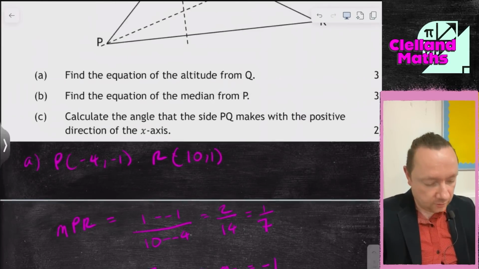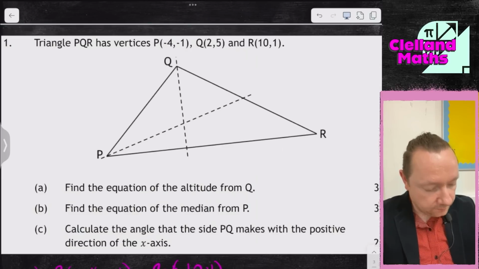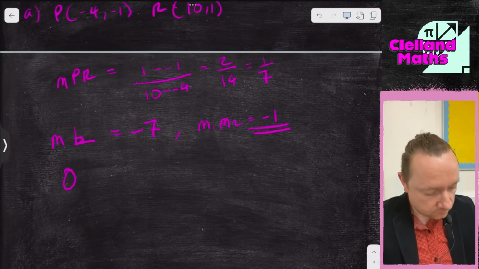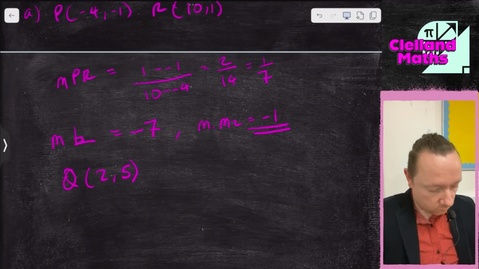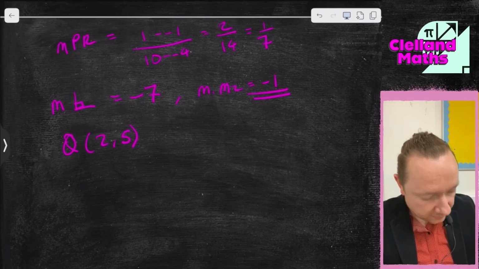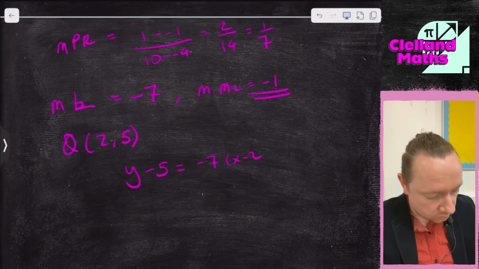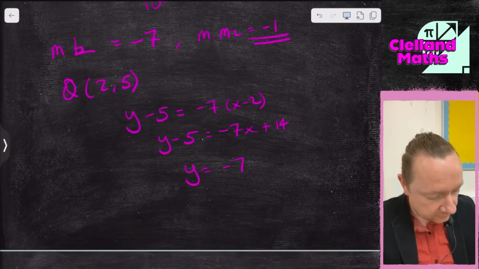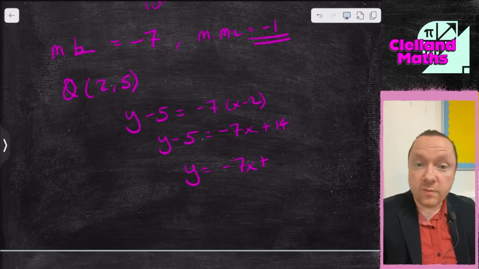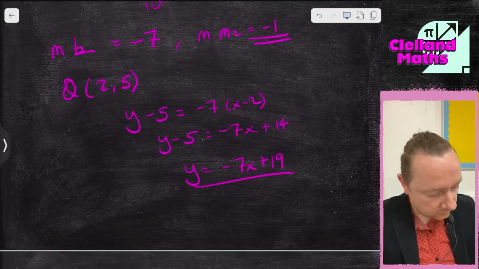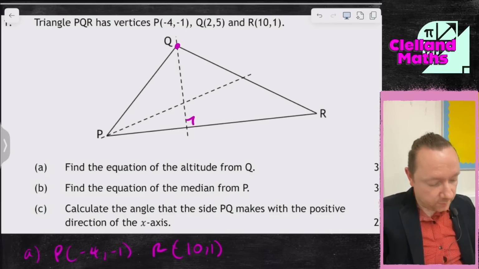Now we need a point on that line. Point Q is on the line at right angles, which is (2, 5). Now we can work this out using y minus b equals m(x minus a). y minus 5 equals -7(x minus 2), so y minus 5 equals -7x plus 14. So y finally is -7x plus 14 plus 5, which is 19. And we're done there.